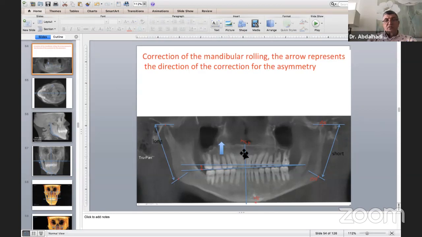So my objective of treatment is expanding, intrusion, and translation. So correction of the mandible rolling, the arrow represents the direction of the correction of the asymmetry. So this is the direction of the asymmetry.